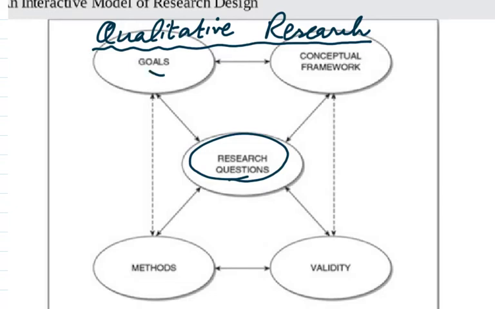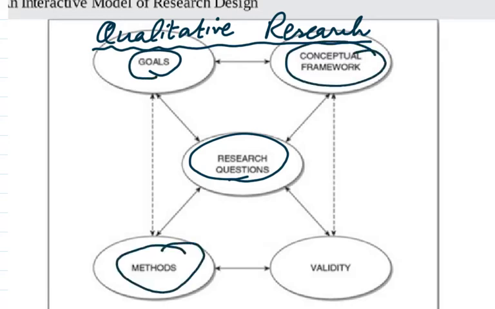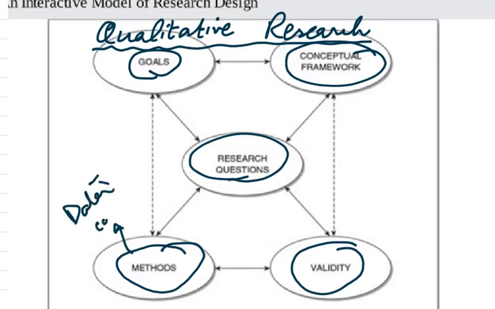Then, here at this part are your goals. Then you have your conceptual framework, you have your methods here, and your validity here. And part of your methods is how you intend to collect your data. And that's something we'll talk about.